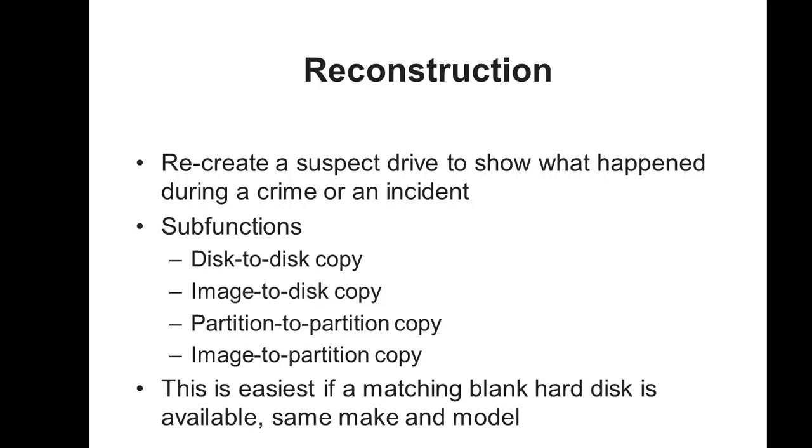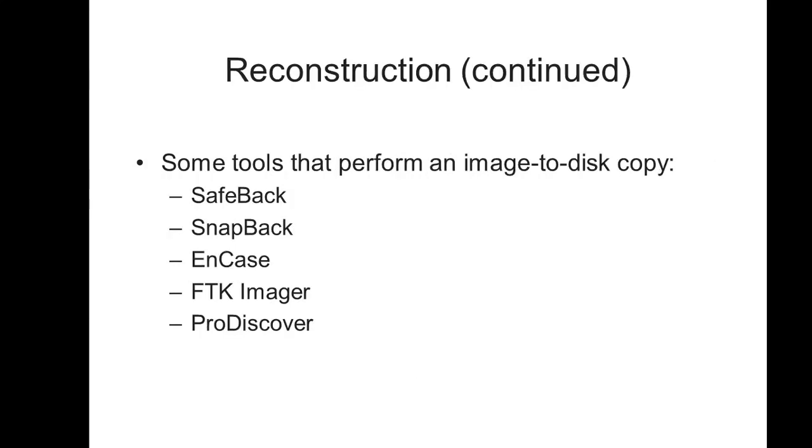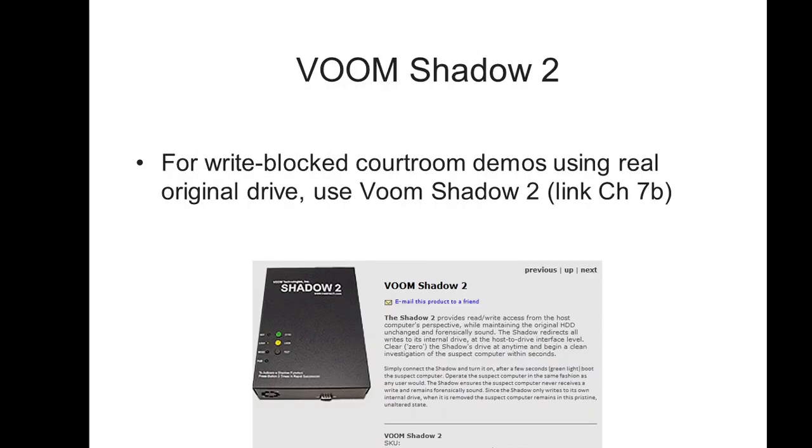Reconstruction: recreate a suspect drive to show what happened during the crime or an incident. Subfunctions: disk to disk copy, image to disk copy, partition to partition copy, image to partition copy. This is the easiest if a matching blank hard disk is available, with the same make and model. Some tools that perform image to disk copy: SafeBack, SnapBack, NCase, FTK Imager, ProDiscover. For write-blocked courtroom demos using the real original drive, use Shadow 2.